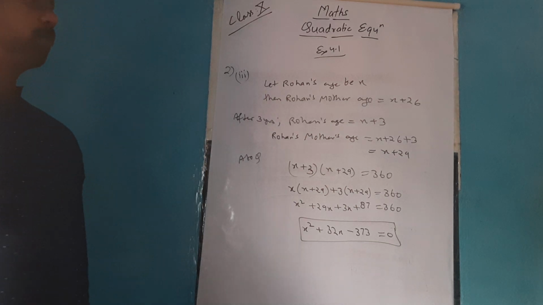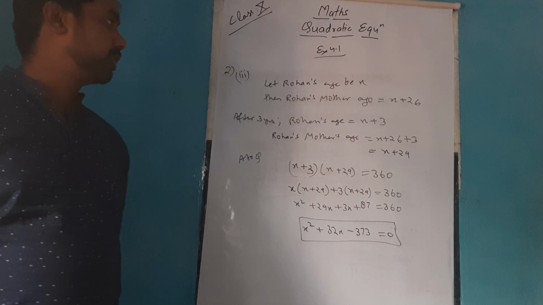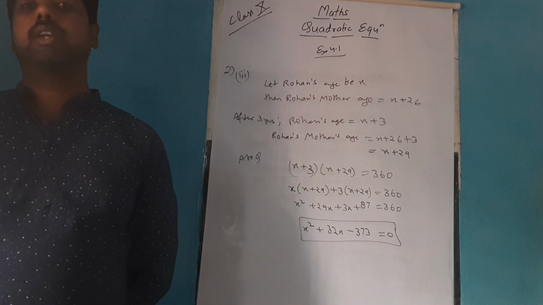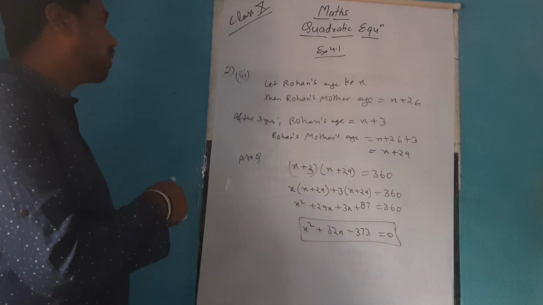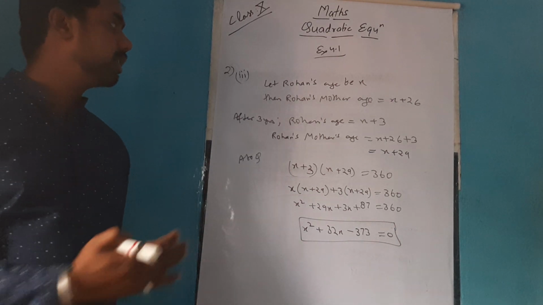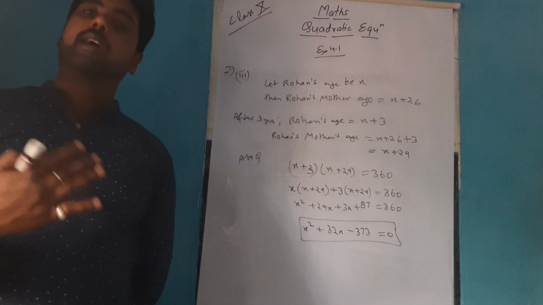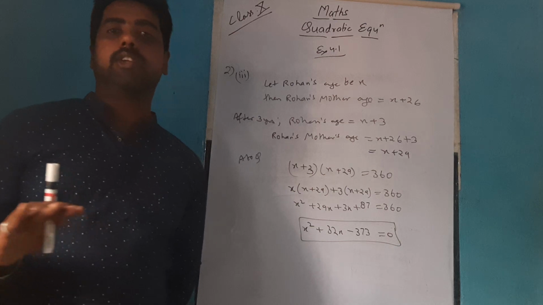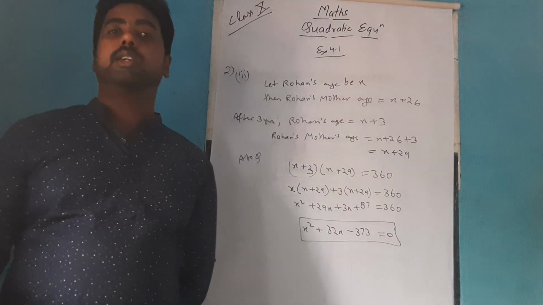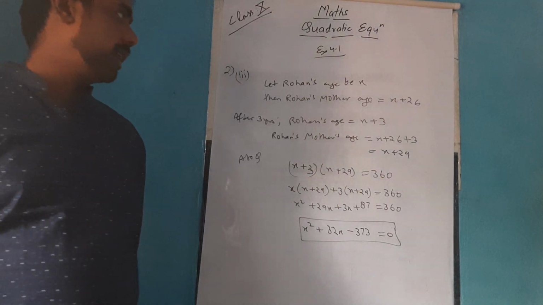Now it says that the product of their ages after 3 years will be 360. So after 3 years, first of all, we'll calculate the age of Rohan and the age of his mother. The age of Rohan will be x plus 3, as his age will be increased by 3 years. Same way, Rohan's mother's age will also be increased by 3 years. Earlier it was x plus 26; when you add 3 to it, that becomes x plus 29. So after 3 years, Rohan's age is x plus 3 and his mother's age is x plus 29.